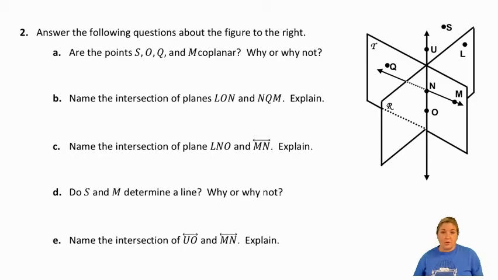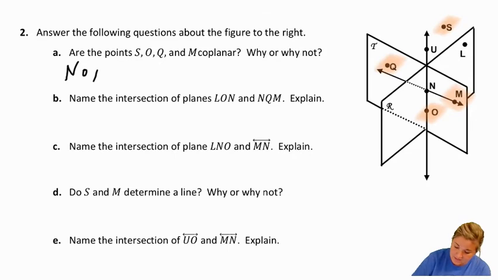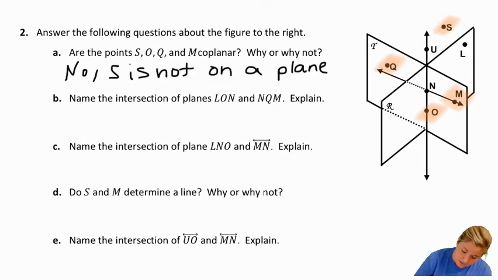Okay, so now we're just going to answer a couple of questions about this space over here. Are our points S, O, Q, and M coplanar? And I would say that no, because S is not on the plane. Even if we were to continue this out, they would not be on that same plane there. They're on plane T.